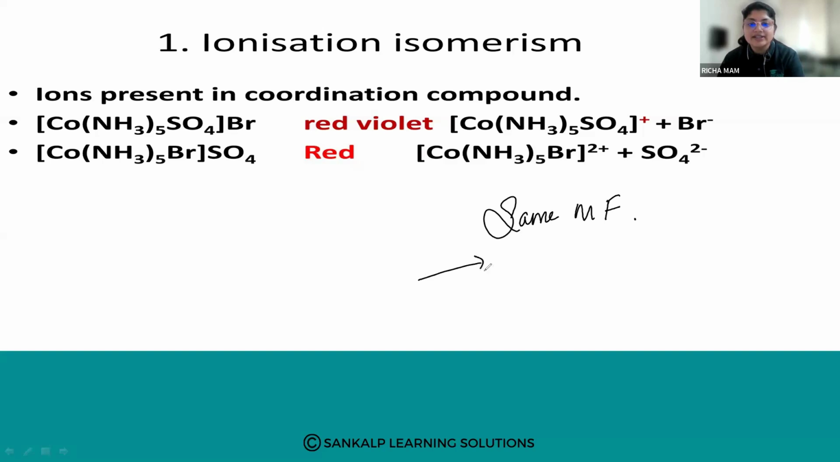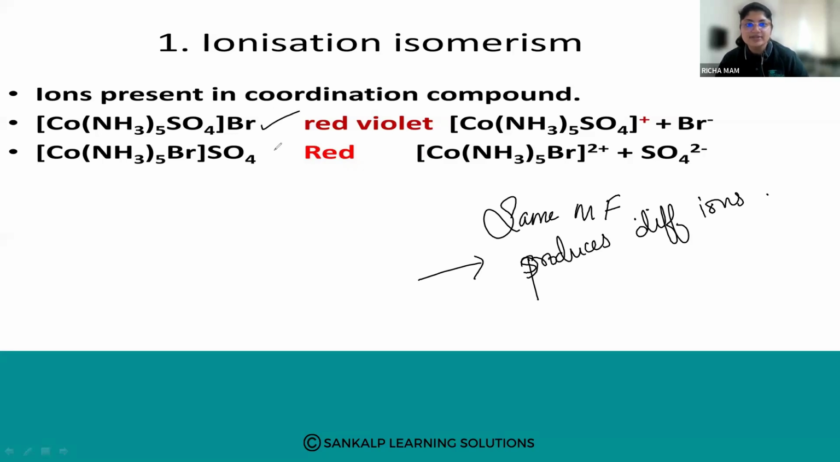When the complex is dissolved in solvent, what happens? It produces different ions. So complexes have the same molecular formula, but when you dissolve them in solvent, they produce different ions. Thus they are called ionization isomers, and the phenomenon is called ionization isomerism.